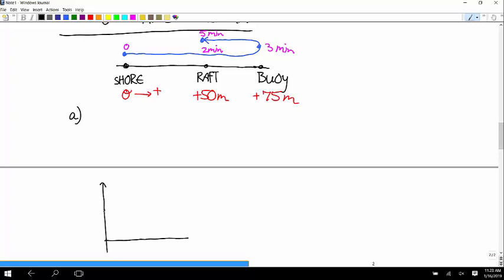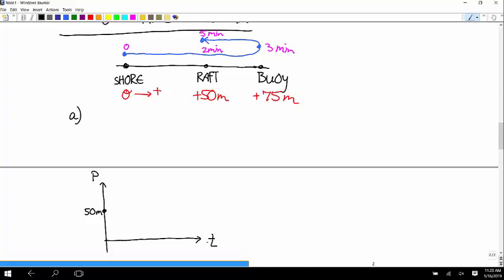The positions that matter are 50 meters. This is position on the vertical, time on the horizontal. We're always going to put time on the horizontal and position on the vertical because position is always a function of time. You can't be in two places at once.